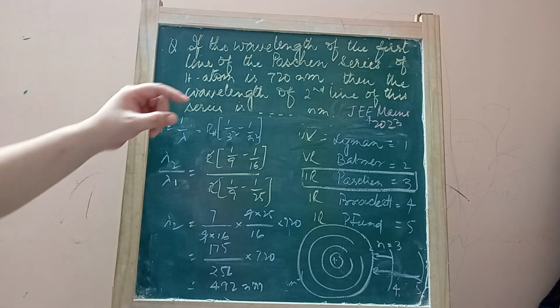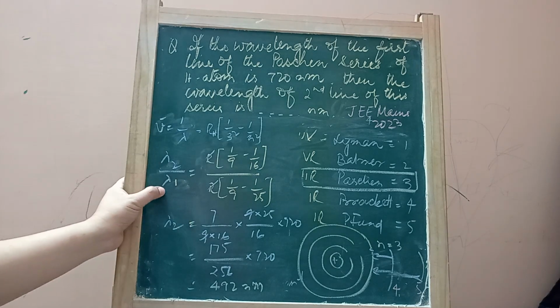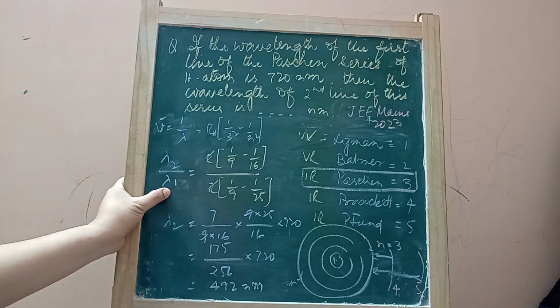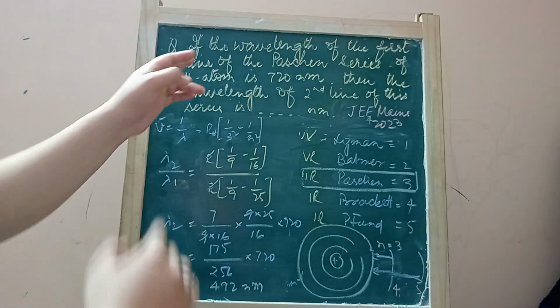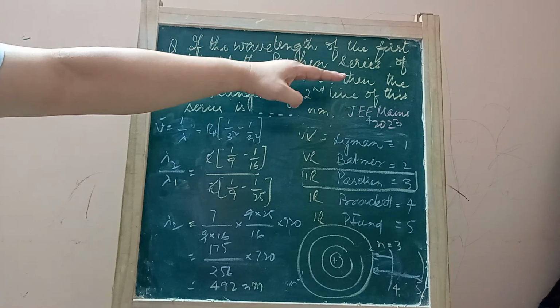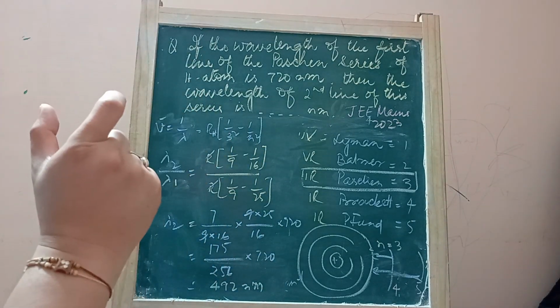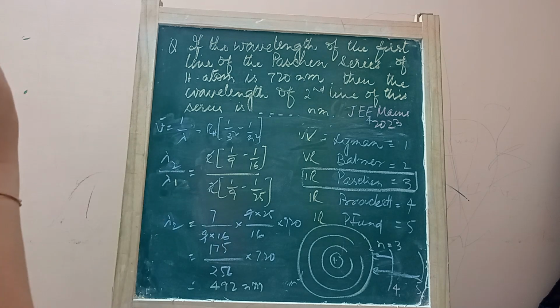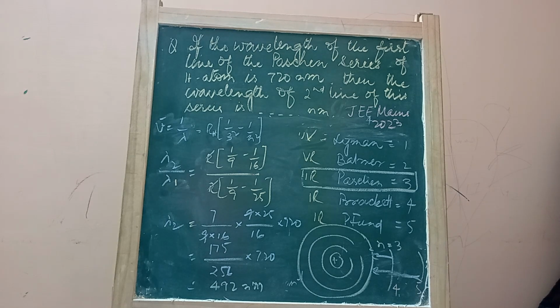Now suppose we do not know the wavelength of the first orbit, how will you do it? Let lambda 1 be the first line. Now one more thing you need to know is what is the first line and what is the second line. What is the first line for the Paschen series? The first line is the line with the longest wavelength.